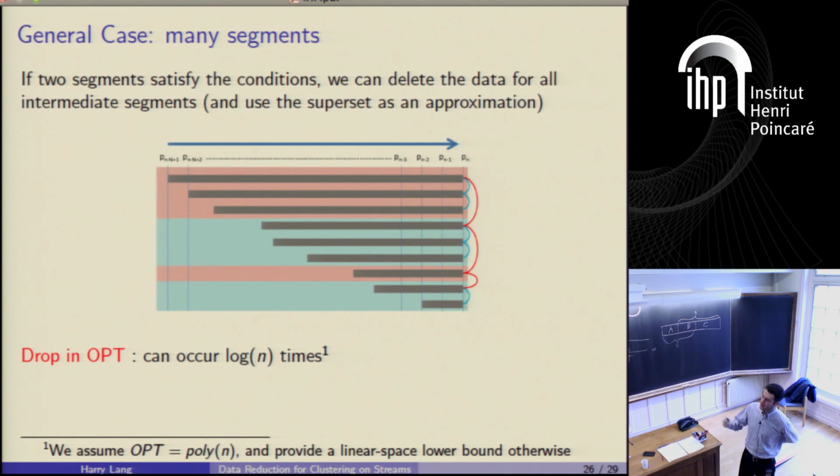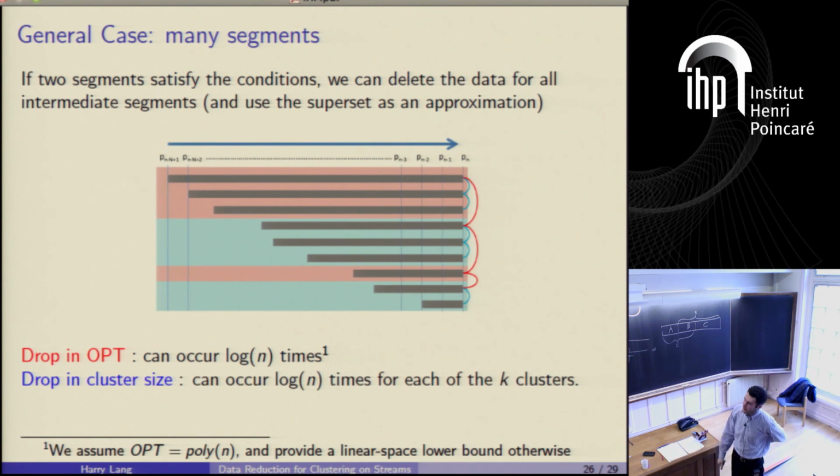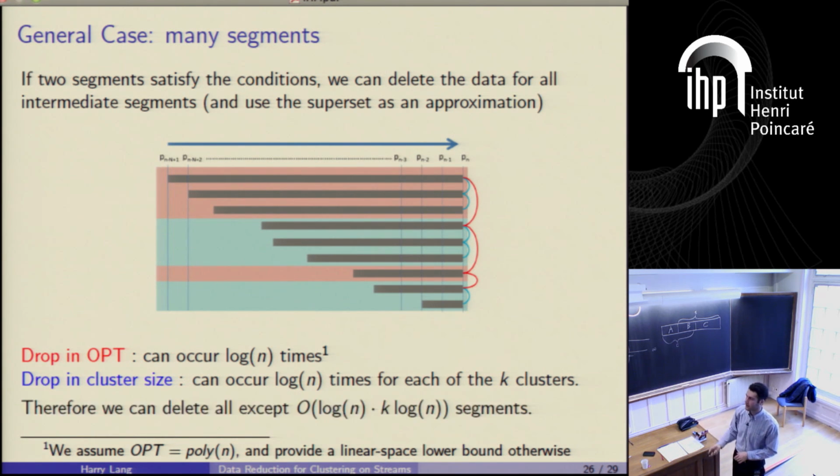So even the previous paper in polynomial space, they need to make this assumption, because otherwise you can't do anything if you have an OPT that's growing exponentially. There's nothing you can do, or rather decreasing exponentially. So this, we're saying, occurs log n times. And dropping cluster size, well, each cluster can drop by a factor of 2 at most log n times. And there's k clusters. So altogether, a dropping cluster size can occur k log n times for each of the k clusters. So altogether, we have k log squared n bars on our graph.